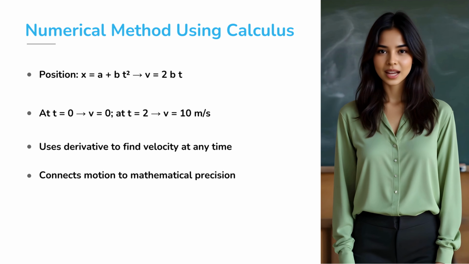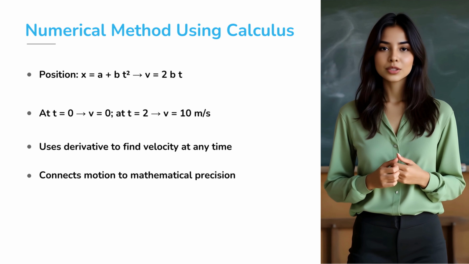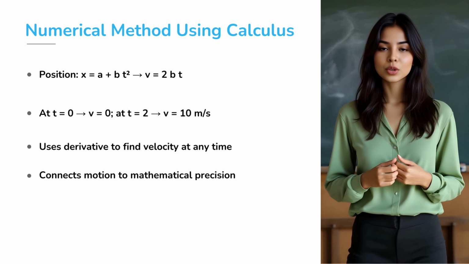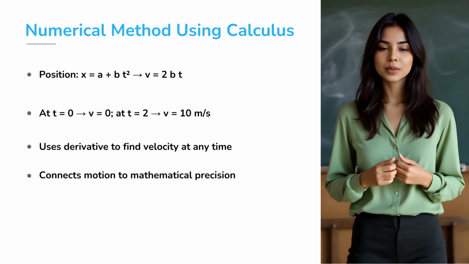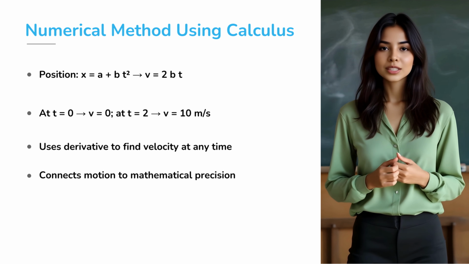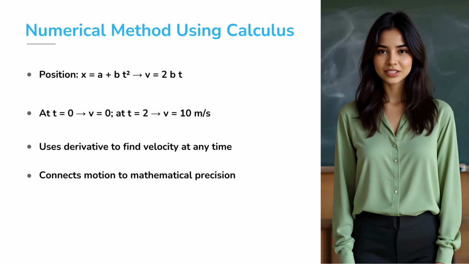v equals dx divided by dt, which equals the derivative of a plus b t squared with respect to t, and that equals 2 multiplied by b multiplied by t. So the final expression becomes v equals 2 multiplied by b multiplied by t. Let's calculate the value of velocity at two different instants.